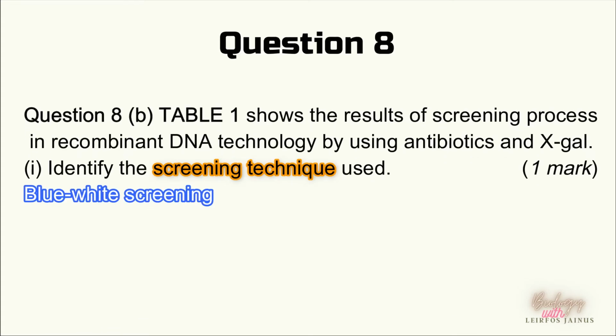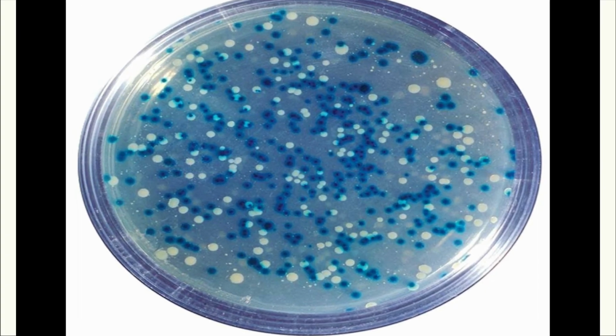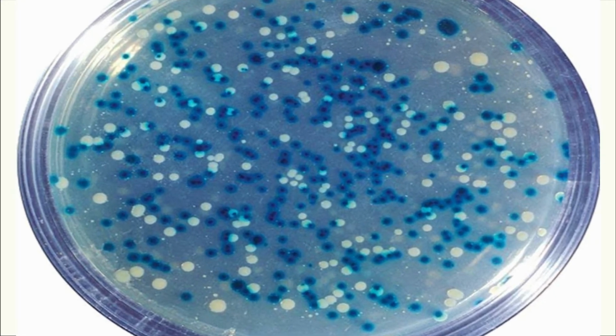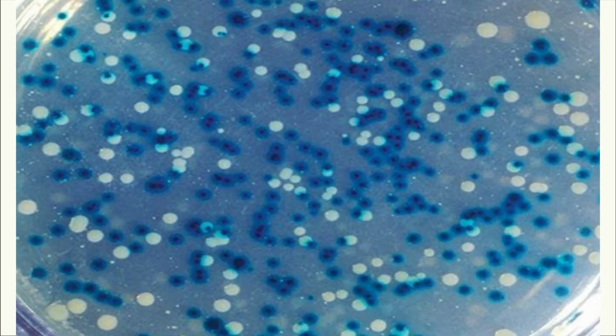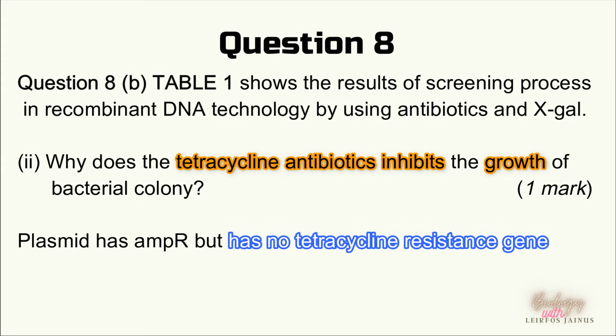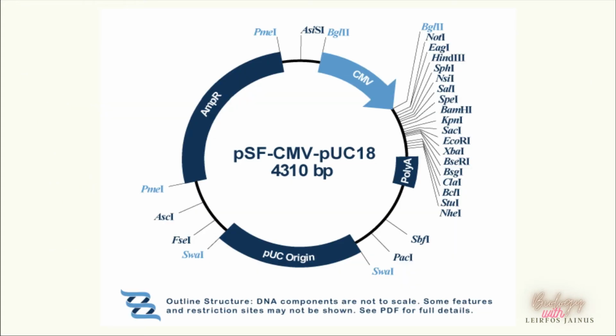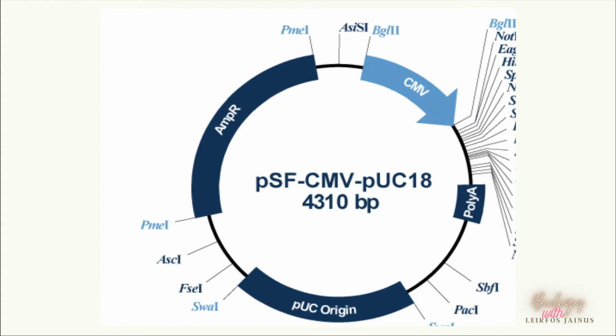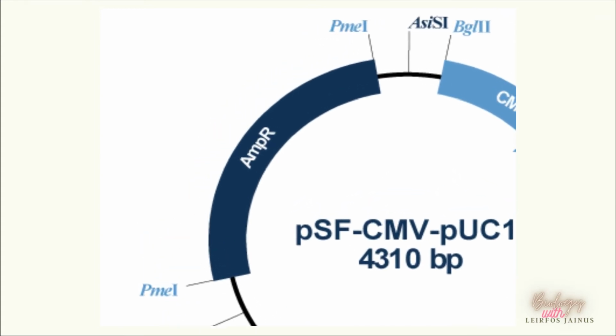Question 1. Identify the screening technique. The screening technique is blue-white screening. The next question, why does the tetracycline antibiotic inhibit the growth of bacterial colony? Bacteria usually contain plasmid with ampicillin-resistant gene, but has no tetracycline-resistant gene. The bacteria will not survive in culture medium containing tetracycline antibiotic.